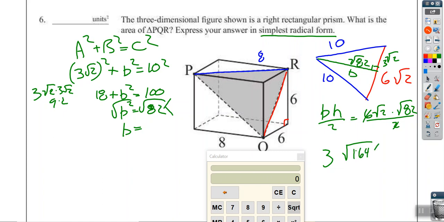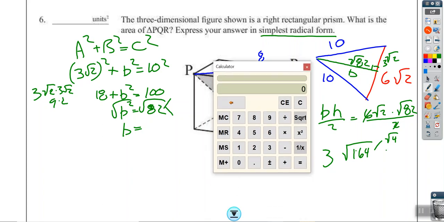Now 164, that can be divided by 4. So square root of 4, and then, oh, I can use a calculator, can't I? So 164 divided by maybe 16 might work. Yeah. So 164 divided by 4, we get 41. 41, there's nothing square about 41. So there's our 2. So we have 3 times 2 times the square root of 41. 3 times 2 is 6 times the square root of 41.